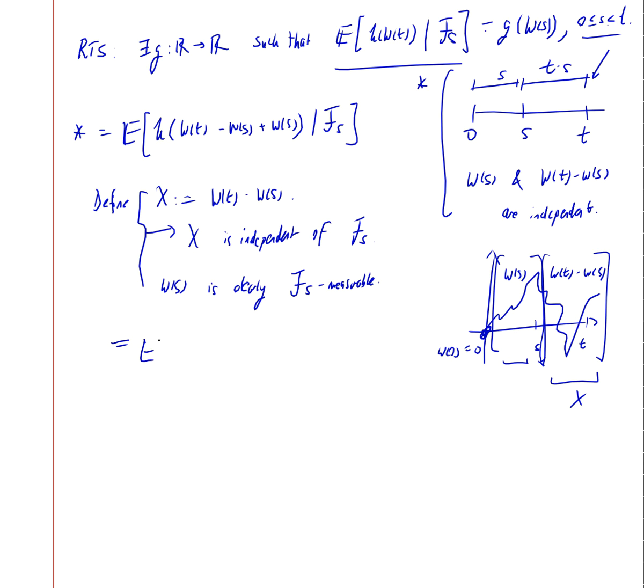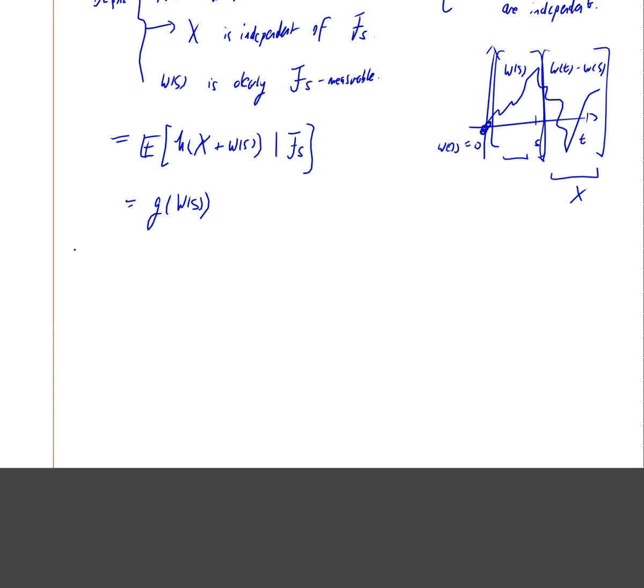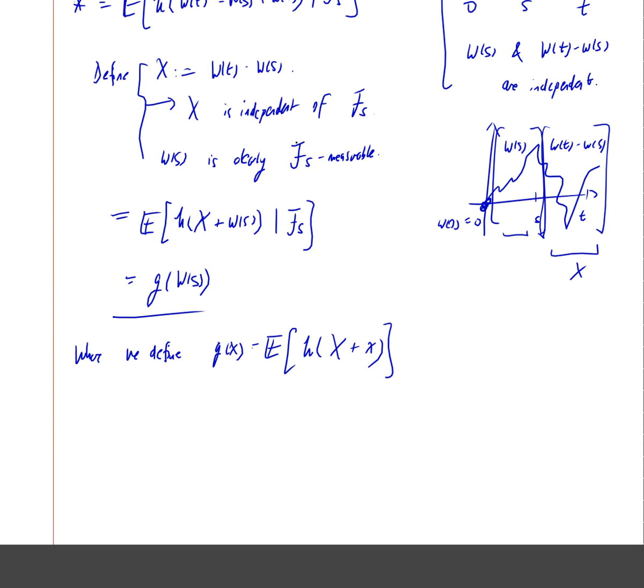So if you write that expression down, you end up with taking the expected value of h of capital X plus w of s, conditional on fs, and it is equal to g of w of s. So it is a function of ws, where we now define the general function g of little x to be the expected value of h of capital X plus x. Because at this point, you don't actually need the condition, because we know that x is independent of the filtration, and w of s itself is already fs measurable. So if I want to write another step, it should have been capital X plus w of s, and then that will be a function of ws. There you go. Sorry about that.